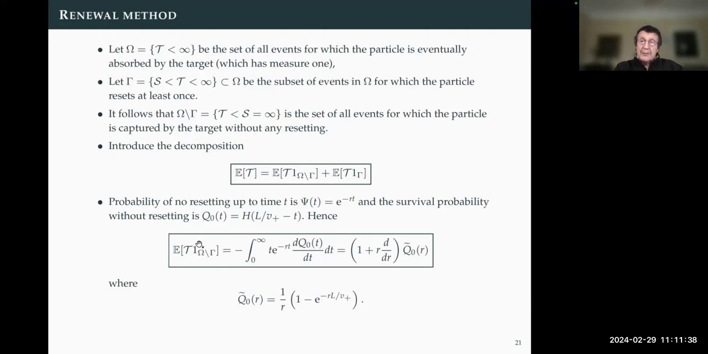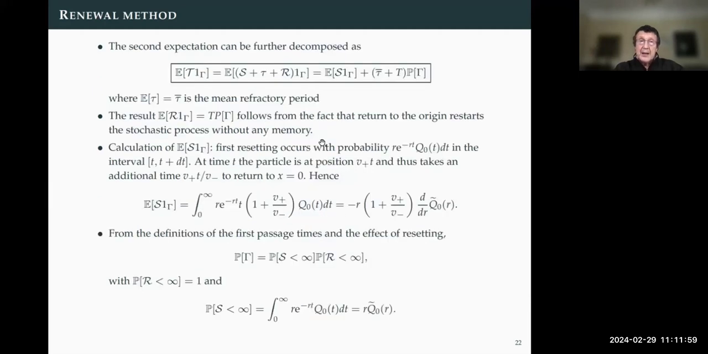But basically, I can calculate explicitly the first passage time for the trajectories which never reset, just using the survival property without resetting and the Poisson statistics of resetting events. And so I can calculate that explicitly. And that's just the formula. I just want to give you the basic ideas. In order to calculate the other term, I use the fact that if I do reset once, then t is given by s, the time for the first resetting, the first refractory time, plus the remainder. And I can now evaluate each of these terms.